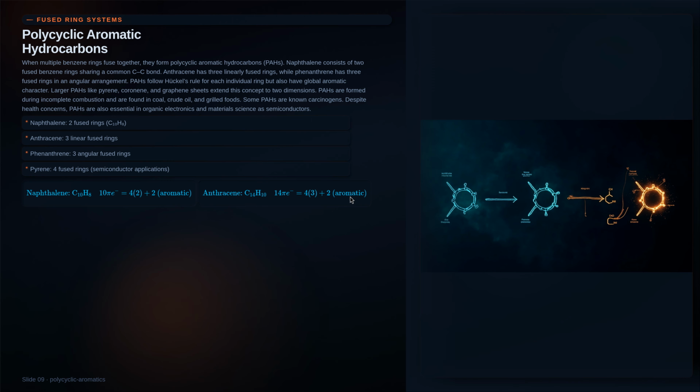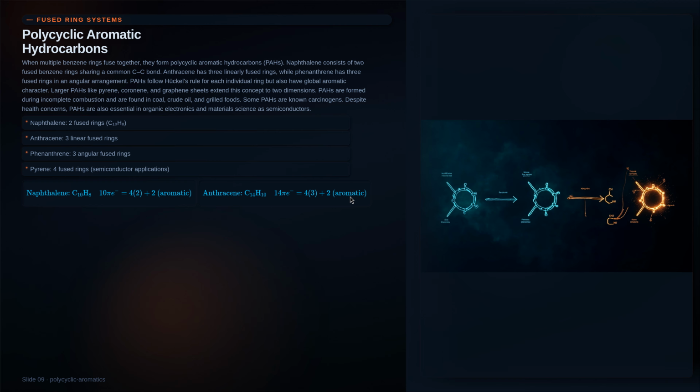When multiple benzene rings fuse together, they form polycyclic aromatic hydrocarbons, or PAHs. Naphthalene consists of 2 fused benzene rings sharing a common carbon-carbon bond. Anthracene has 3 linearly fused rings, while phenanthrene has 3 fused rings in an angular arrangement. PAHs follow Hückel's rule for each individual ring, but also have global aromatic character. Larger PAHs like pyrene, coronene, and graphene sheets extend this concept to 2 dimensions.